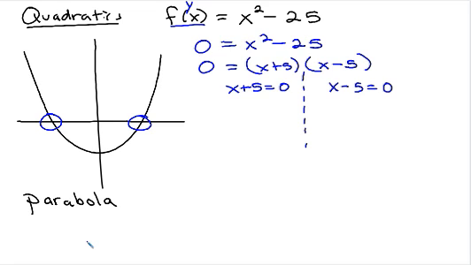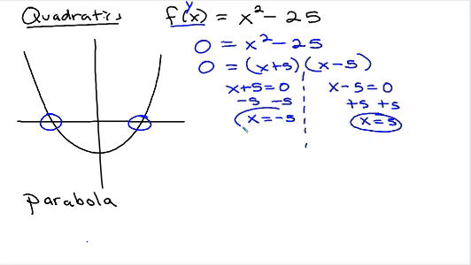And I think you can agree those are very easy algebra equations to solve. All right? Over here I would add 5 to both sides. x equals 5. Over here I would subtract 5 from both sides. So x equals negative 5. And those two numbers tell me what the intercepts are over here. One of the intercepts is positive 5. The other intercept is negative 5. How cool is that?